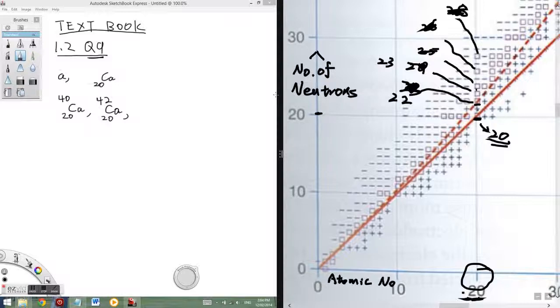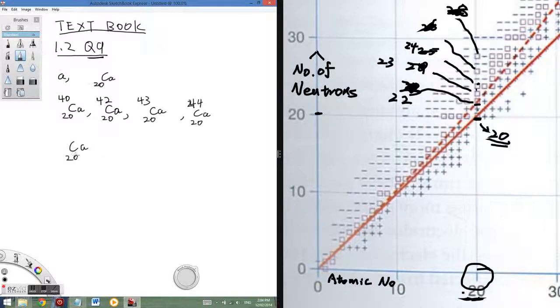Sorry, I made a mistake previously. So 23, the third one. So I have calcium 20, 43. Now let's look at this one: 24 neutrons. So Ca 20, 44.